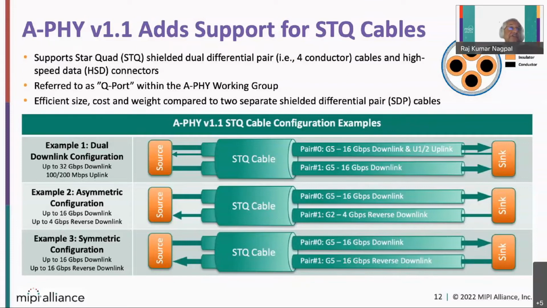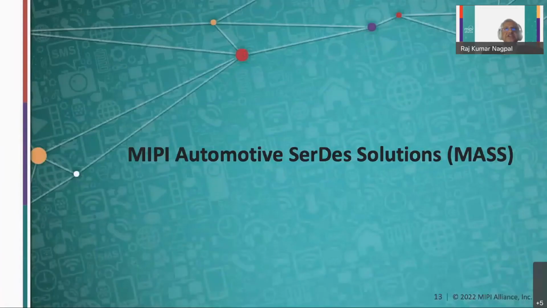Now, the asymmetric configuration is another configuration in A-PHY 1.1, wherein downlink is 16 gigabits per second but uplink is 4 gigabits per second. There are some applications wherein you need higher data rates, so we are supporting this. The third is the symmetric configuration, wherein uplink and downlink are similar, and 16 gigabits per second is supported. I need to move a little fast, guys, because of the time constraint.